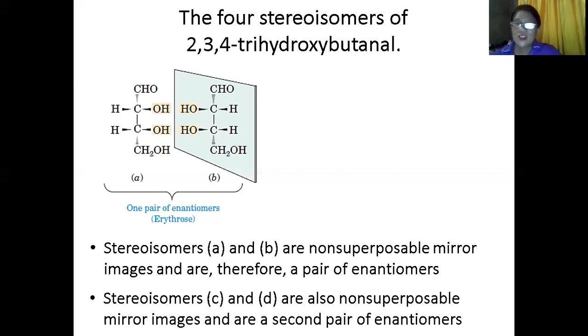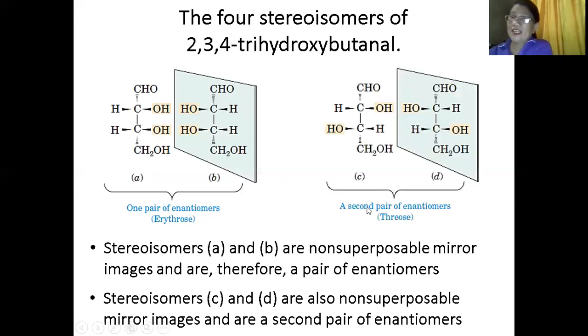Stereoisomers A and B are non-superposable mirror images. Therefore, they are enantiomers. It's left and right, meaning handedness. It's not superposable. They are enantiomers. They are just mirror images, but they are not superposable. So A and B are the first stereoisomer pair, then C and D are the second pair. For 2, 3, 4-trihydroxybutanal, how many stereoisomers? There will be 4.